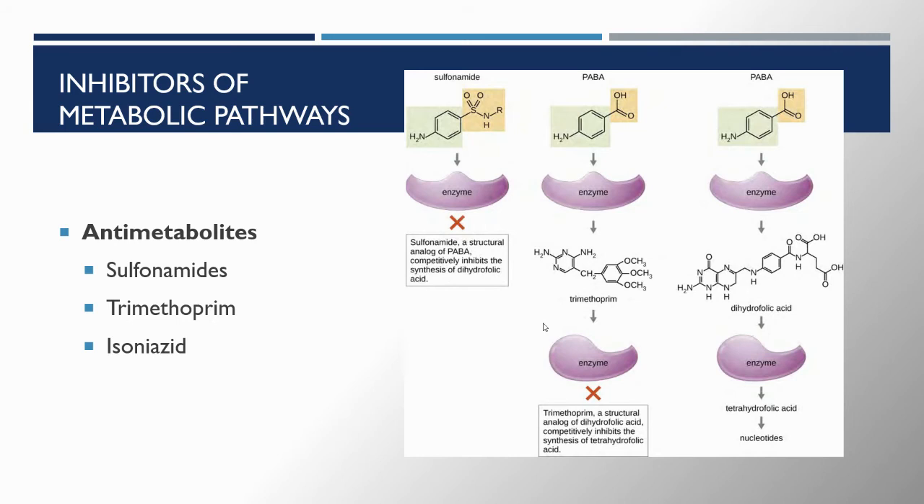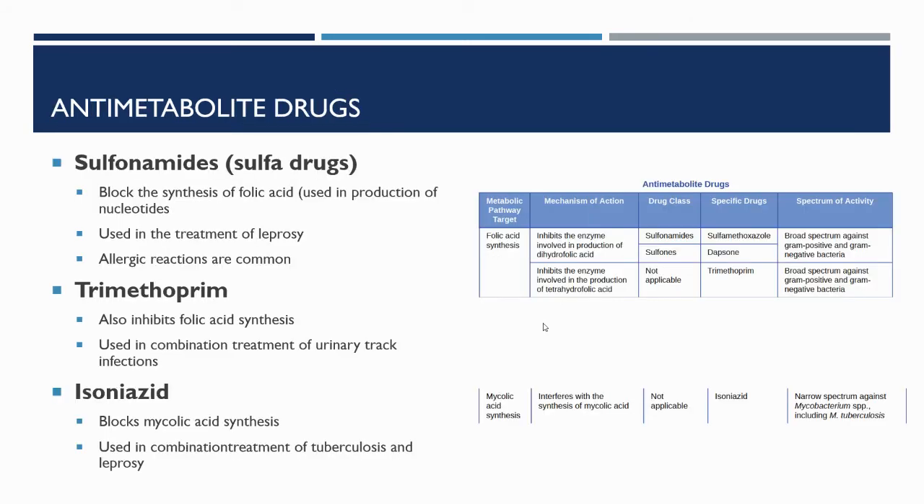You can tell me. All right, so our sulfa drugs block the synthesis of folic acid. Folic acid is essential in the production of nucleotides, our building blocks for DNA and RNA. We have to get folic acid through the foods we eat, but bacteria can make that. So that is not a metabolic pathway we have, so we can use that as a target. And these are used in the treatment of leprosy. But allergic reactions to sulfa drugs are common.